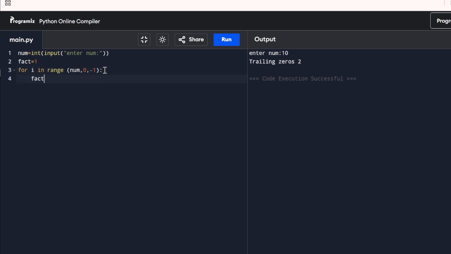And next, fact is equal to fact times i, as usual. And finally, we need to print. So I have said, right, it is so simple. Factorial is 120. Okay. It is nothing but a loop that starts from the entered number and multiplies down to 1. That's it.